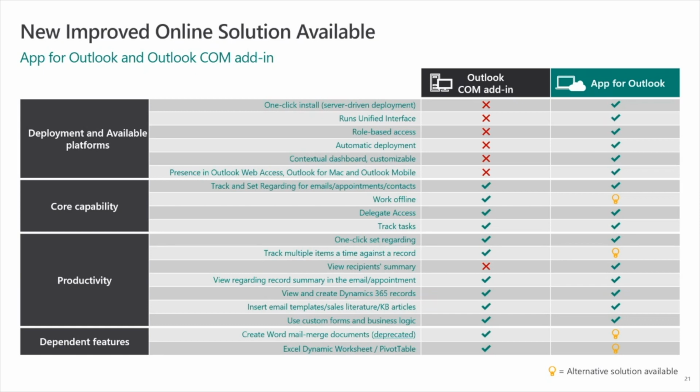In terms of core capabilities, just like for the add-in, you're able to track and set regarding for emails, appointments, and also contacts. You could work offline with the Outlook add-in, and this is not a feature that is supported with the app for Outlook, just because of the technology behind it. It's not meant to work offline.